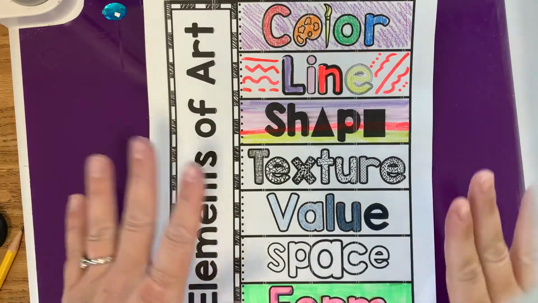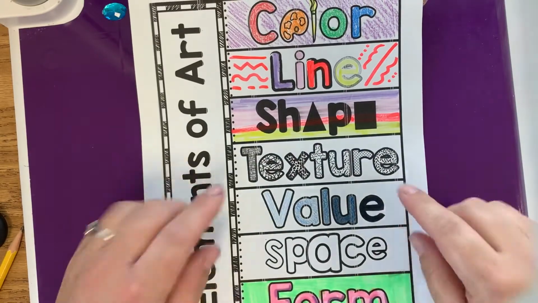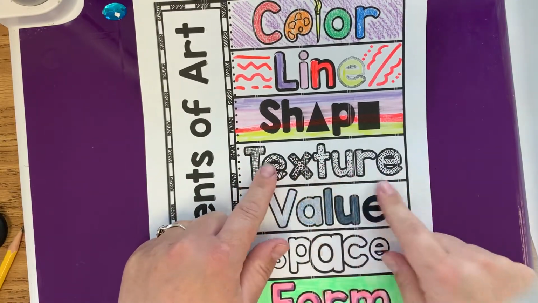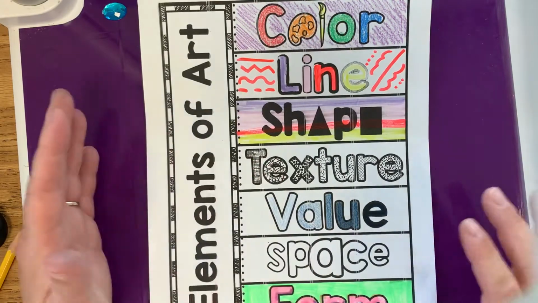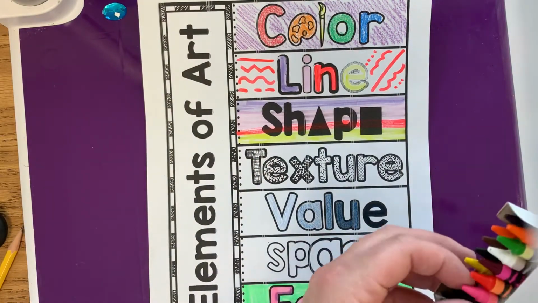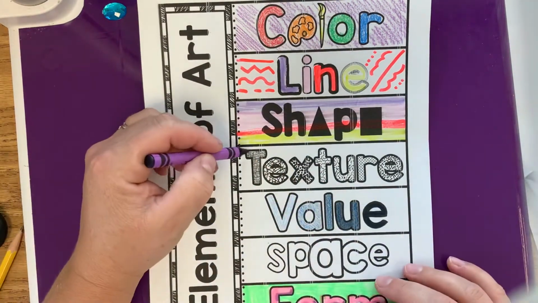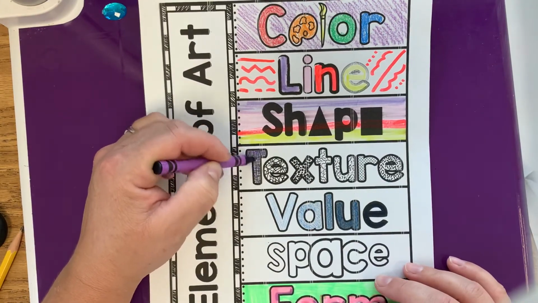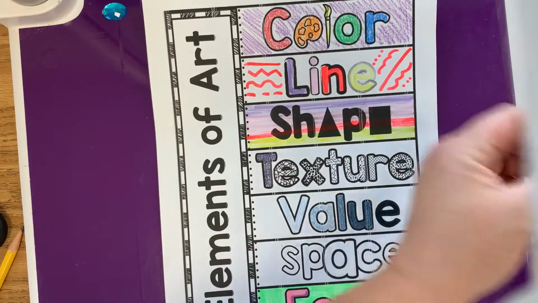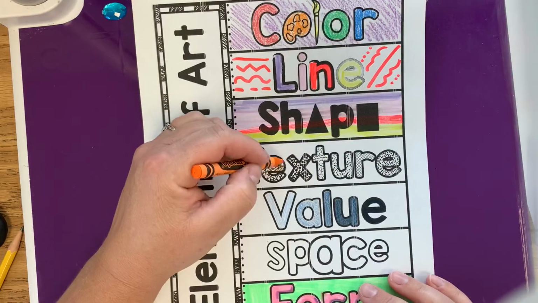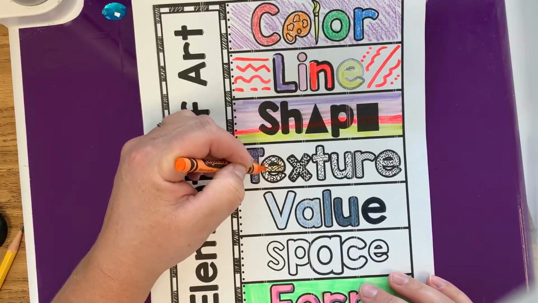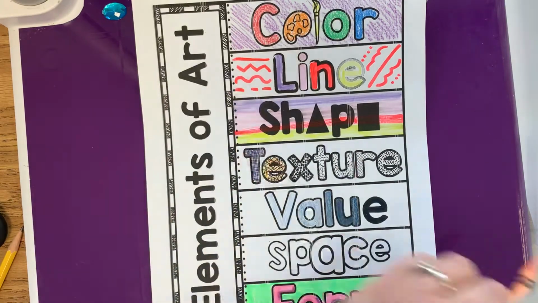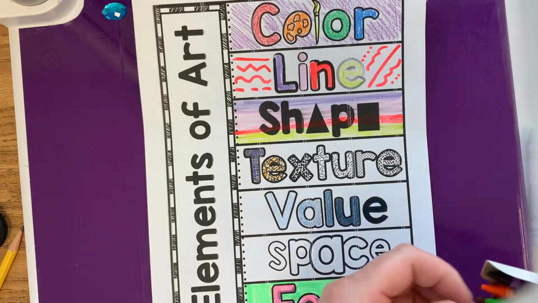All right, today we are moving on to texture. Texture is the way something feels when you touch it, or the way it looks like it would feel if you touched it. So in art, sometimes if we're drawing or painting and we are drawing something that has a texture to it, so maybe we're drawing a lizard with scales, or we're drawing the desert that has dry sand.